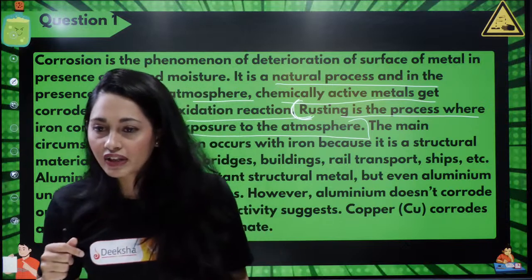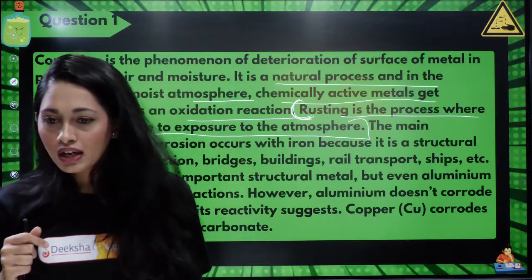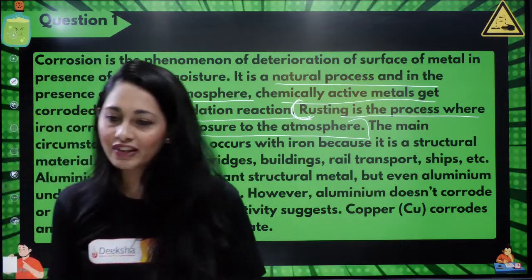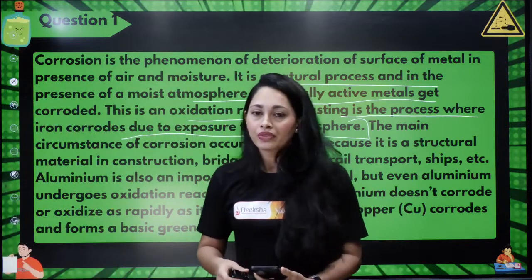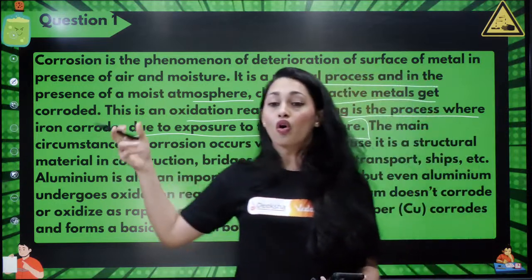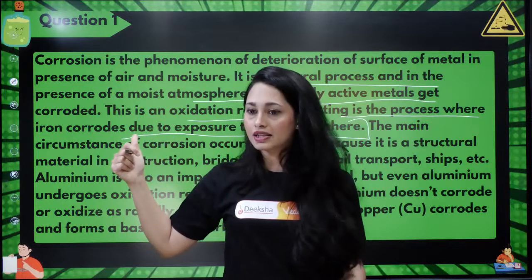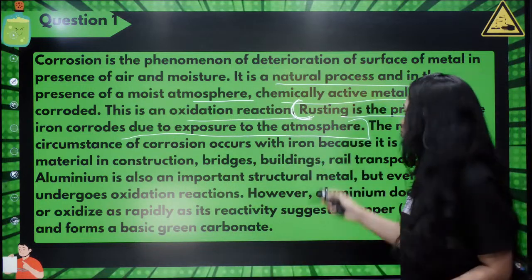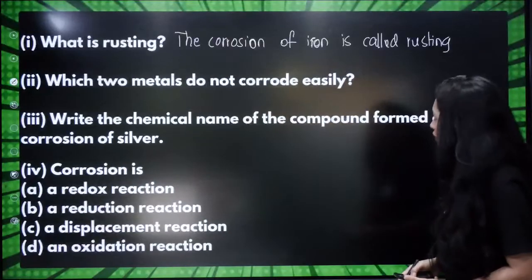Okay, very good. Tarun, Krishu, Galfik, Rashmi, Arpit, all of you are giving a really good answer. Whatever they have given in the paragraph, if the answer is already in the paragraph, write that answer. So use this: rusting is the process where iron corrodes due to exposure to the atmosphere.